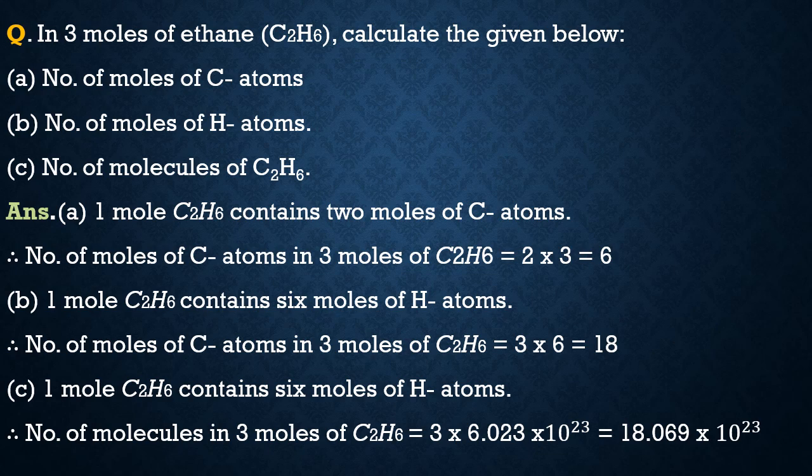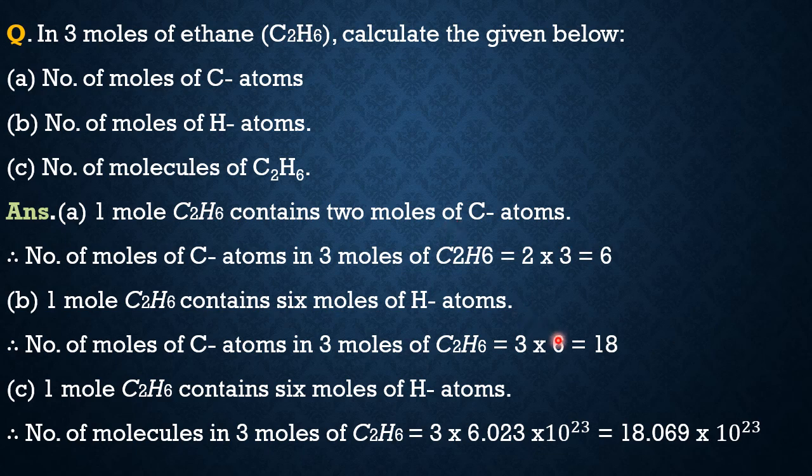Now, in 1 mole of ethane, how many moles of carbon? 2 moles. How many moles of hydrogen? 6 moles. Okay. Now, in 3 moles, the number of moles of carbon is 3 into 2, which is 6. Similarly, the number of H atoms is 3 into 6, which is 18. Here is the answer.